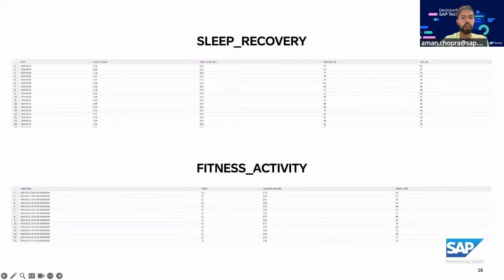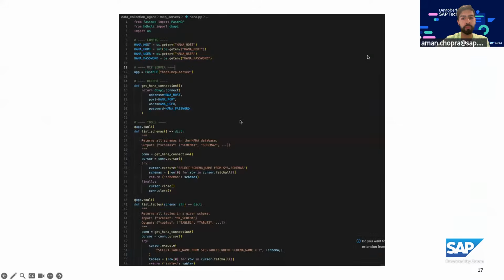All right. So before we actually go through how we're going to build this server, first of all, I want to show you this dummy data that I generated. We have one table called sleep recovery. This has information on some sleeping statistics, like how much sleep I get at night, the percentage of deep sleep, my resting heart rate, and my heart rate variability. I also generated some dummy data on fitness activity through the day. So how many steps do I get? What is the amount of calories burned? And what is my heart rate?